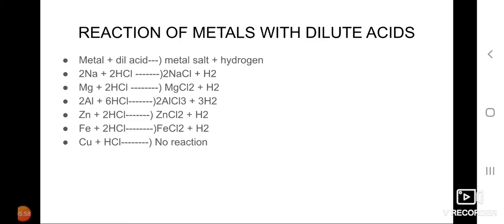Magnesium reacts quite rapidly with dilute hydrochloric acid, forming magnesium chloride and hydrogen gas. The reaction of magnesium with dilute hydrochloric acid is less vigorous than that of sodium, so magnesium is less reactive than sodium.